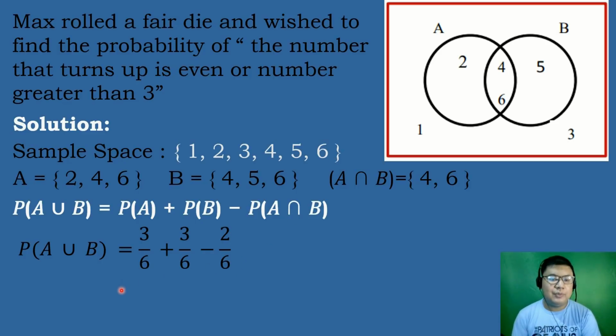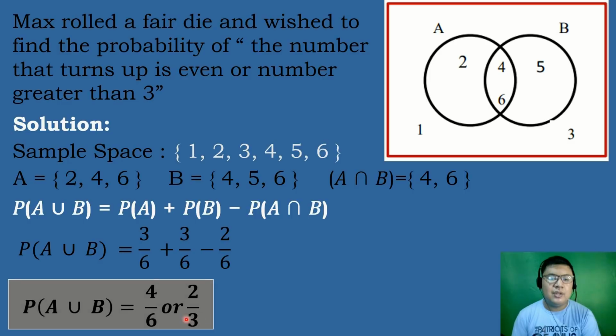And then after that, we will just simplify. So this is an example of similar fractions. Therefore, we will just copy the denominator, which is 6, and then add and subtract the numerators. 3 plus 3 is 6. 6 minus 2 is equal to 4. So we have 4 over 6, or in lowest terms, 2/3. Therefore, the probability that the number that turns up is even or a number that is greater than 3 is equal to 2/3.